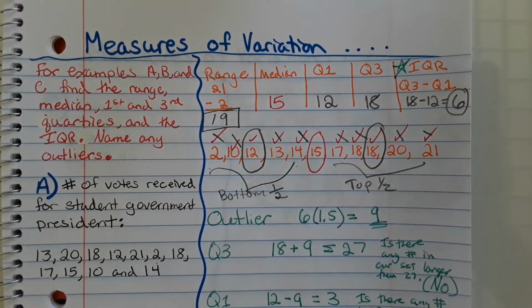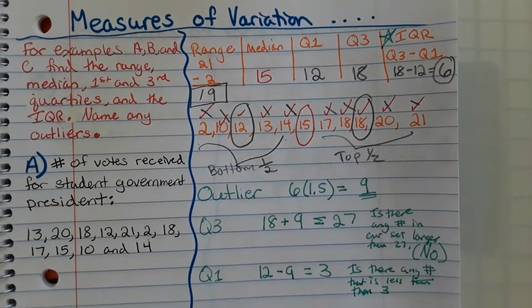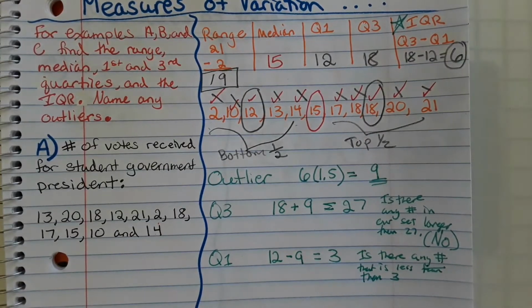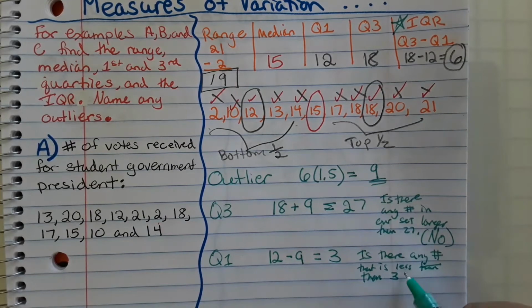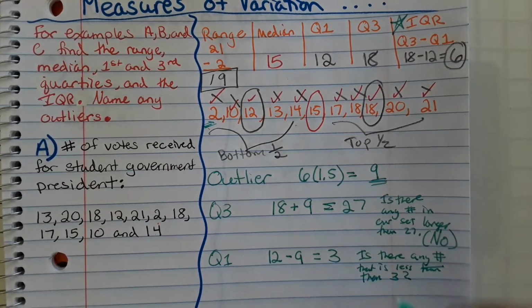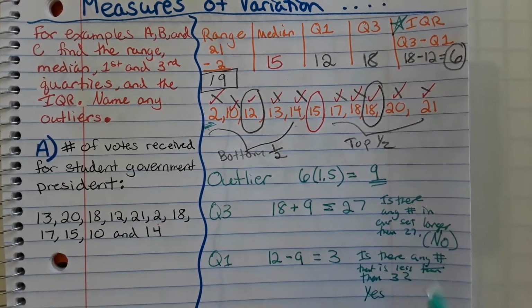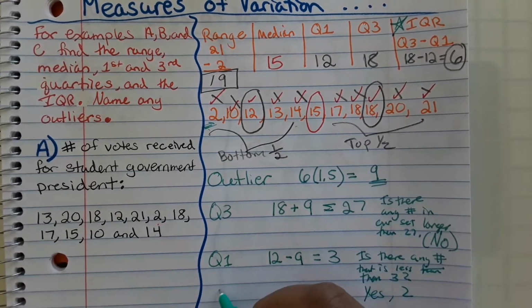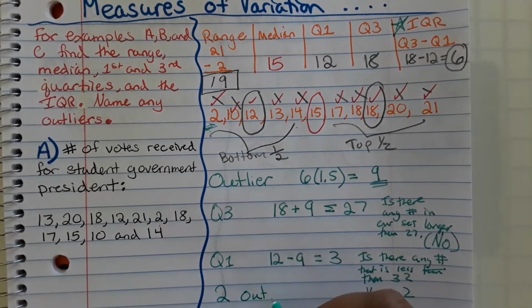Oh dear goodness, you can't see this. Let me zoom out. Didn't do so good. All right. Is there any number that's less than 3 here? We have 2. 2 over here is less than 3. So 2 is our outlier.